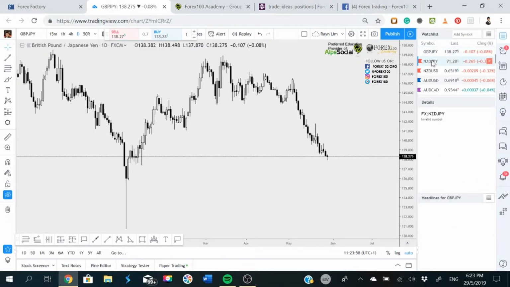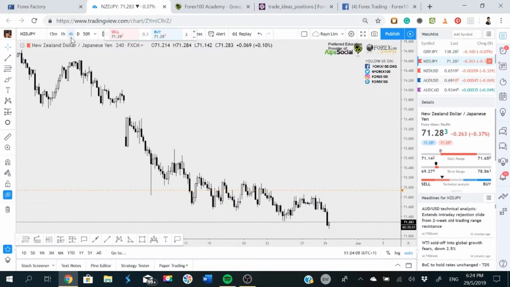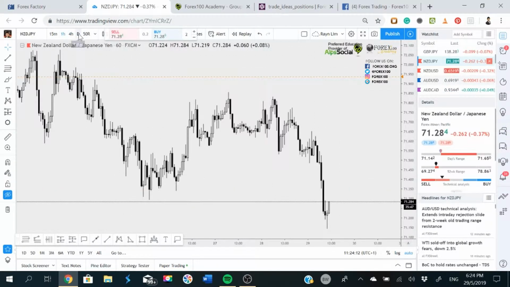Alright, to the next pair, New Zealand yen. New Zealand yen is testing the wick over here. Once again, it is a big range or support range. Not my favorite. On the 4 hour chart, the market just tanked. On the 1 hour chart, it has just done this U-turn. Let's see how the trade develops.